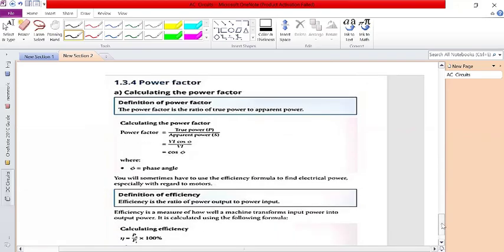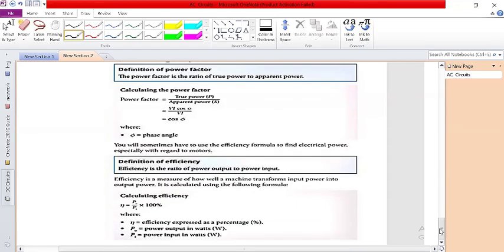So most industries use electrical motors which contain inductors. So most industries have a lagging power factor. To correct the lagging power factor in industries, we need to use capacitors because capacitors have the effect of current leading voltage. Then from power factor, we move on to efficiency. Efficiency is output over input times 100.